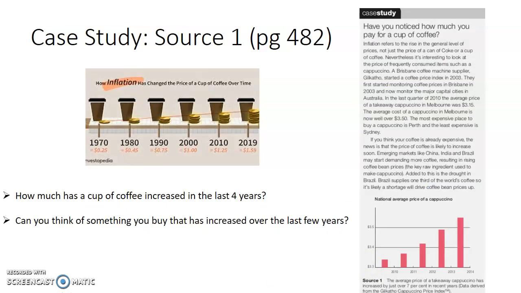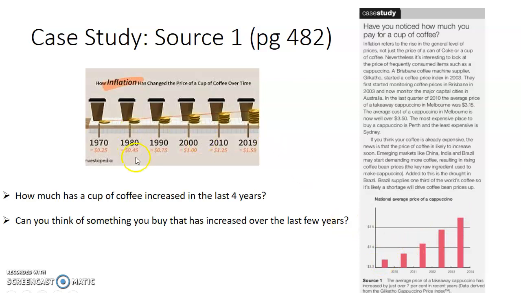Now this is a case study on page number 482 of your book. In this case study, they're looking at the price of a cappuccino from 2010 to 2014. In 2010, the price of a normal cappuccino cup was $3.15. However, in 2014, the price of that cup had risen to almost $3.80. Right? So this is how we measure inflation. The prices have increased over a period of time. This is an example of inflation.